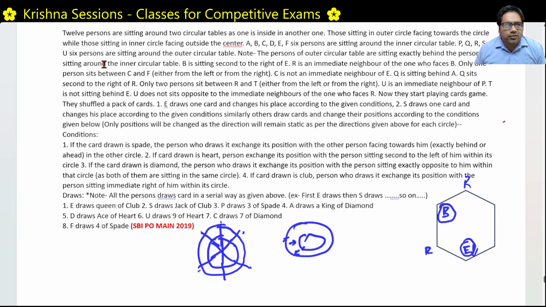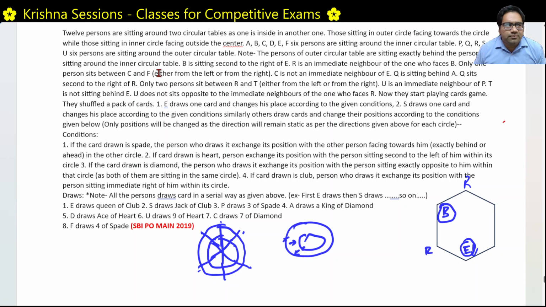Okay, only one person sits between C and F. Only one person between C and F, either from the left or from the right. Okay, we don't know. C is not an immediate neighbor of E. That means C is not here. C can be here or C can be here. C is in the inside circle. C has one, two, three, four slots. Right. C can be here, here, here, here. But C is not an immediate neighbor of E. So that means these two are gone. C has only two slots.